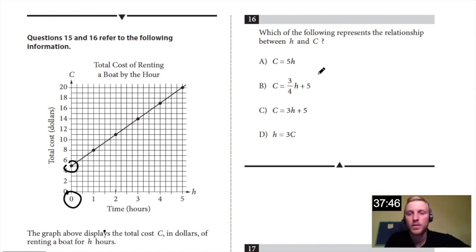Which of the following represents the relationship between H and C? Okay, so first thing to note is how much C is increasing by each time H increases. So H increases from 0 to 1, in other words, H increases by 1, and C is going to increase by 3. In other words, C is going to be equal to 3 times H, and we also have a C-intercept of 5. So we're going to need something with a 3 next to our H, plus a constant of 5. So that's going to be answer C. So 16 should be C, 3H plus 5, yes.